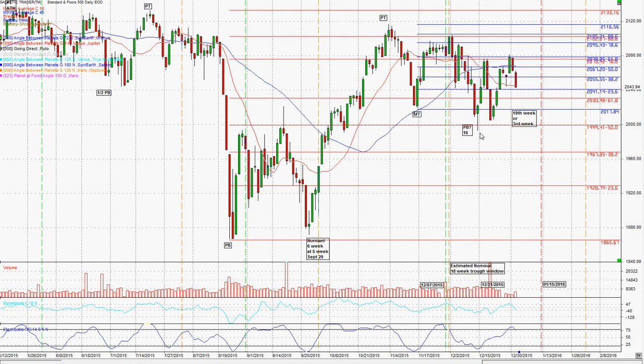So what we don't want to see is price come down below this December 14th low of 1993.26. That'll change where we're going to place the primary cycle trough.